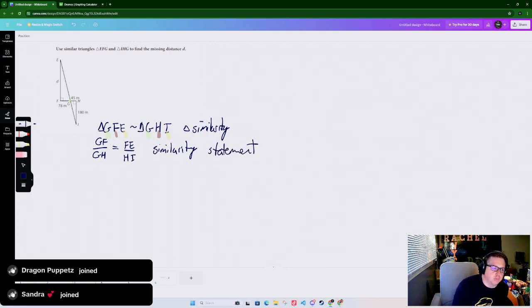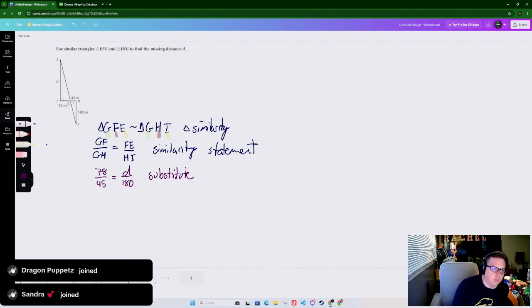Now we're going to do substitution. So we want to plug some values in. We want to know what GF is, and it says that it's 78. Then GH is going to be 45. FE is going to be our unknown, which we're going to label D. And then HI is 180. All we did was substitute our numbers in for our segments.